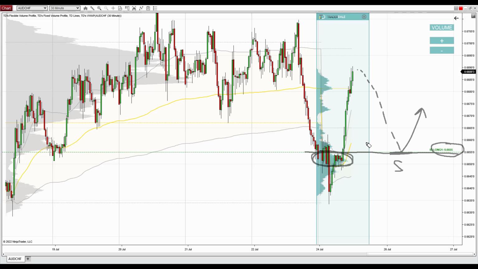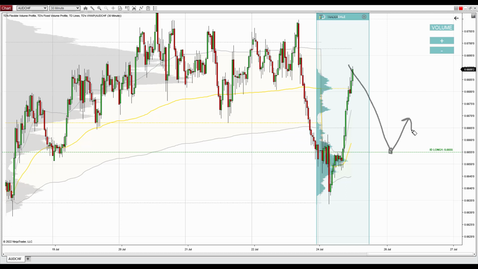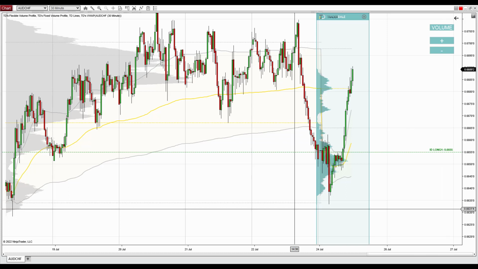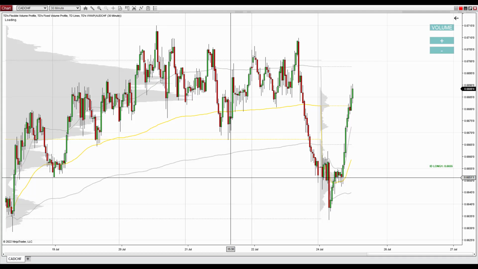So that's why I think that the price will react from 0.6655. That's the trading idea on the Australian dollar Swiss franc. What we need to do now is just wait for the pullback and then take it from there. The next trading idea is on the Canadian dollar Swiss franc, so let's check it out.